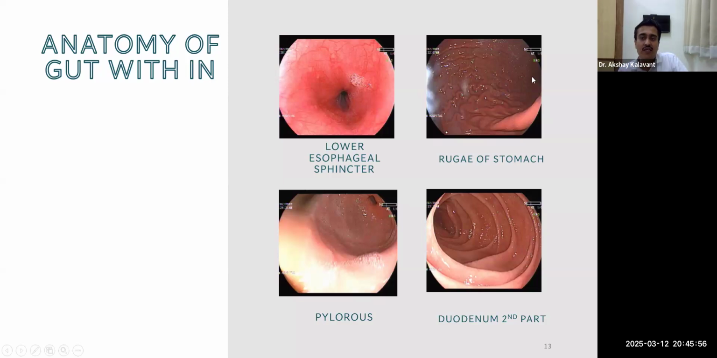And over here in the 3 o'clock position, you will have the pylorus. This is the pylorus that you have, and there's a pyloric opening over here. And this is how it looks. This is the duodenum, second part of the duodenum. It looks like a well. So these are the common anatomy that we come across when we go into this intraluminal anatomy.